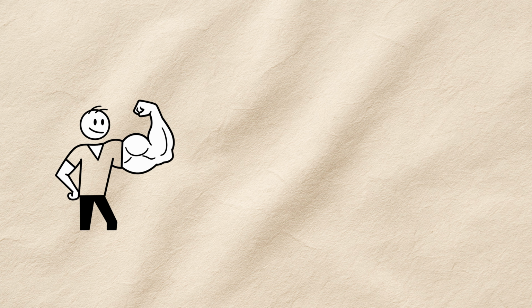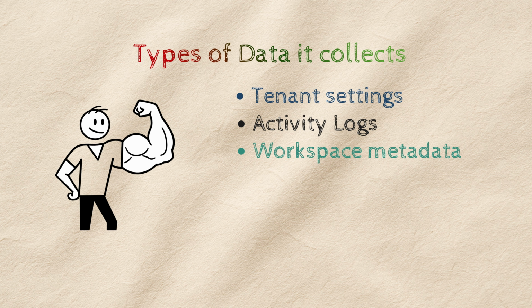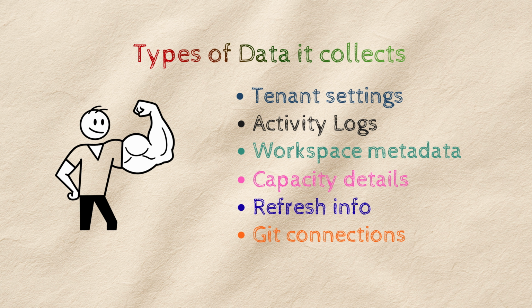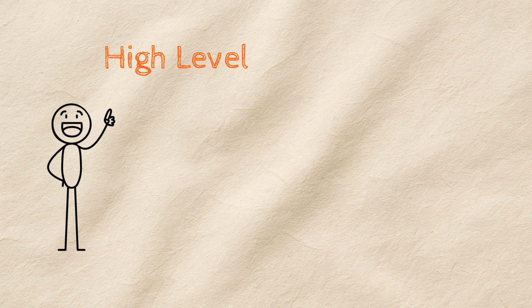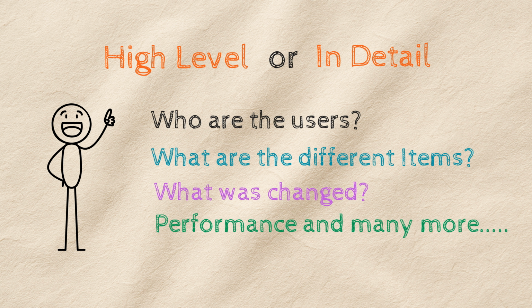What makes FUAM really powerful is the kind of data it collects. It pulls tenant settings, activity logs, workspace metadata, capacity details, refresh information, and even Git connections. That means you can answer both high-level and very detailed questions about your environment, from who is using Fabric, to what assets exist, to what changed over time, and where performance issues are happening.